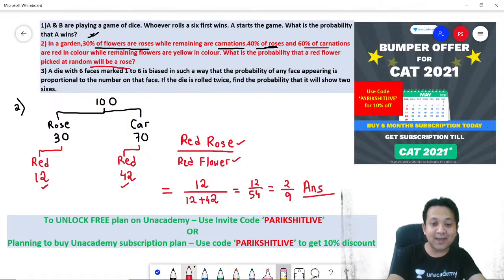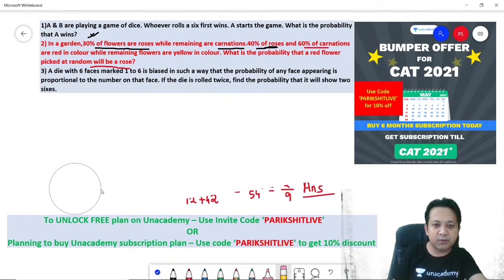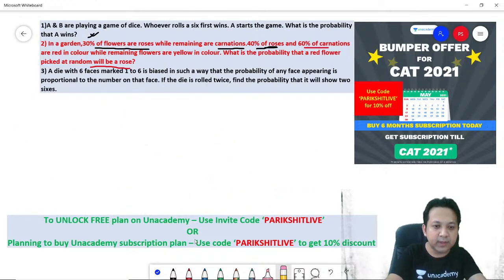Correct? Let's look at the third one. Let's look at number 3.